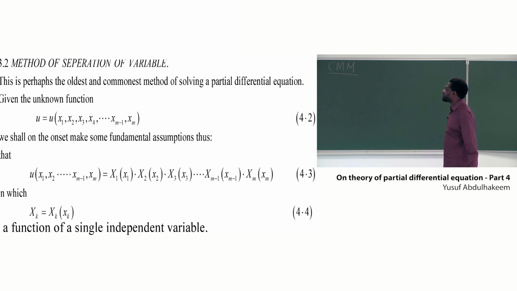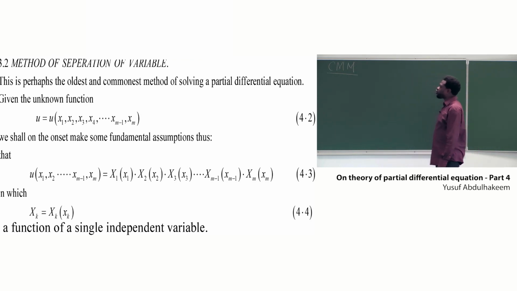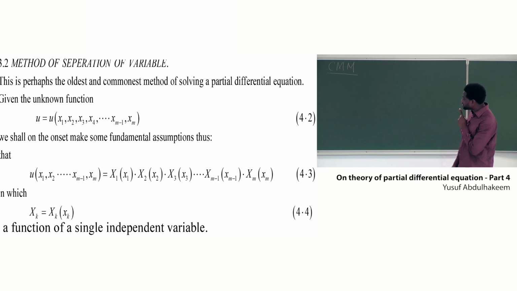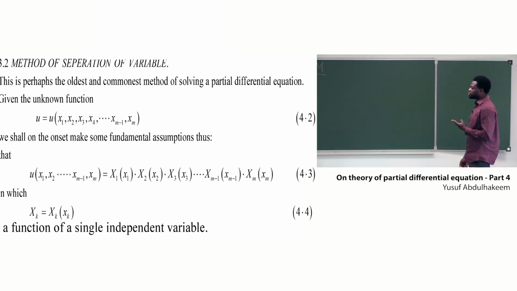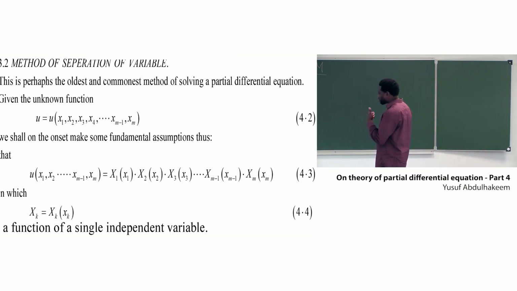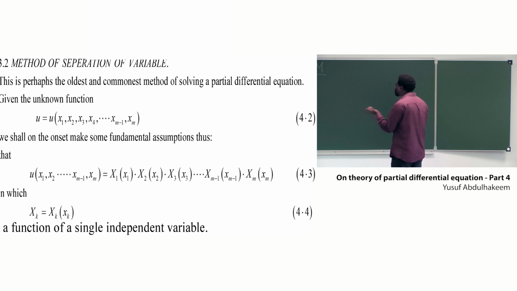So then we move on, then we talk about the method of separation of variables. This is perhaps the oldest and most common method for solving partial differential equations, given the unknown function. If you are given a partial differential equation and you want to use the method of separation of variables, the first thing you need to identify is how many independent variables you have. Once you identify the number of independent variables, the next thing is to assume a solution of the product of arbitrary functions of those independent variables.